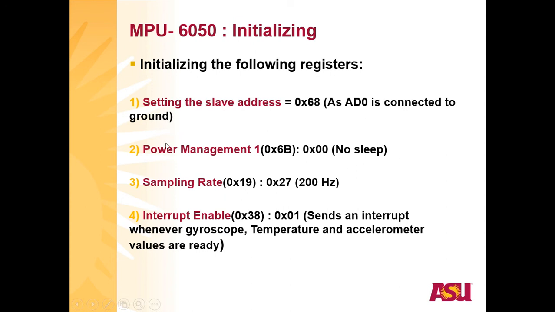Then power management 1, the register 0x6B, should be set to 0x00, that is no sleep mode, from the previous value of 0x40, which is a sleep mode. The sampling rate should be set to 200 Hz as mentioned in our assignment. For that, the sampling register should be set to 0x27. Our assignment requires reading the gyrometer and accelerometer readings only when they are ready, so the interrupt enable register should be set to 0x01.